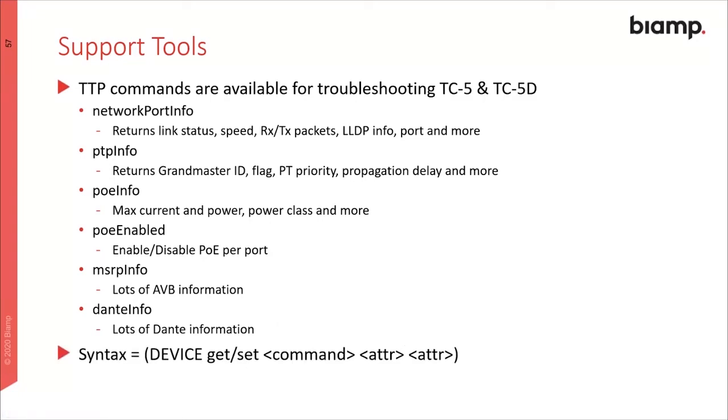So this is what the syntax looks like: device get/set command, and then the applicable attribute. Attribute could be port number 1 or a range of ports 1 through 4, 1 through 3, and so on. So these commands are also available in the support website. If you go to the command string calculator, you can build exactly the command that you're looking for. So that's some of the support stuff related to the TC5D.